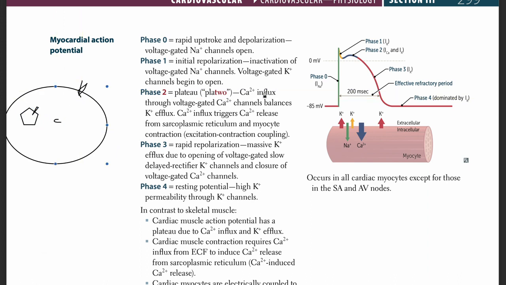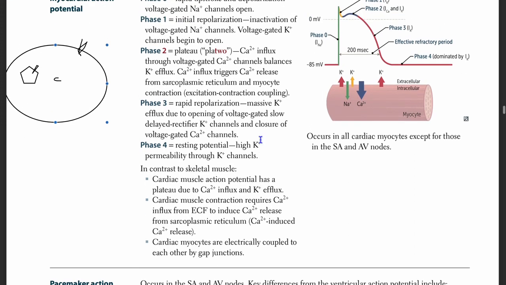Sorry. Calcium influx through voltage gated calcium channels balances out potassium efflux. Calcium influx triggers calcium release from the sarcoplasmic reticulum, and myocyte contraction then takes place. This is called excitation contraction coupling. It involves calcium and ATP. Now we're at the end of phase 2.